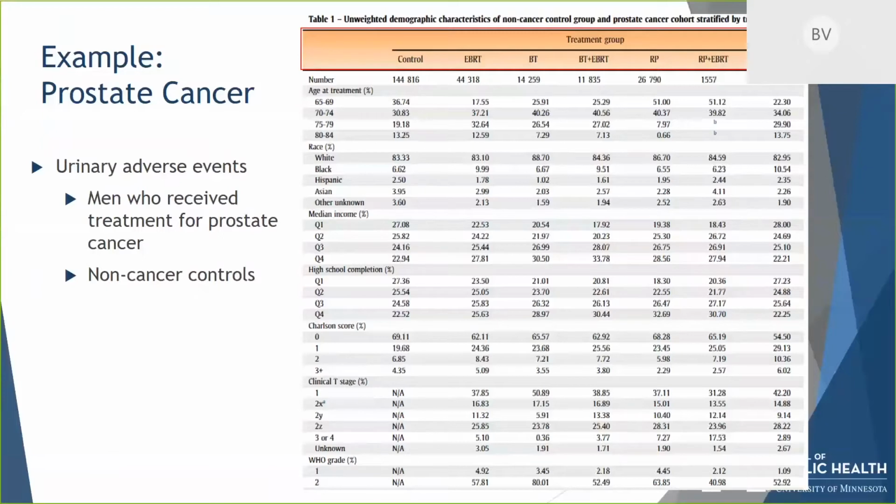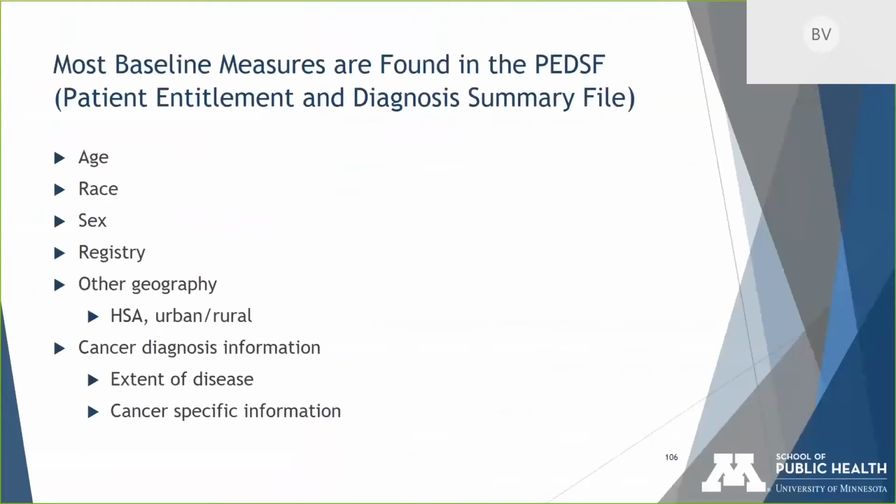We'll be talking about our results in segment 5, I believe, in the outcome segment. But for this, we're just going to be talking about how we defined our cohort, how some of the common things that we measure to create our Table 1 show up in the data, and why we might be interested in them. So most baseline measures that we use are found in the PEDSF file. That's the Patient Entitlement and Diagnosis Summary file. That's where every SEER case shows up, and we'll have one line per case, and if they have multiple cancers, then each cancer will show up on that same one line.